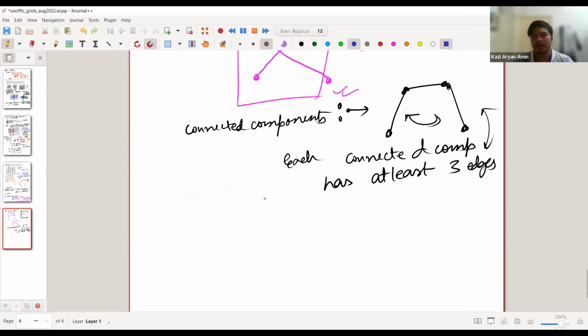Does this claim make sense? Feel free to ask. This is basically the main idea behind the problem. If you get it, that really is a major step in solving the problem.